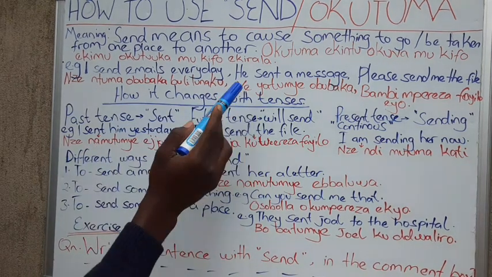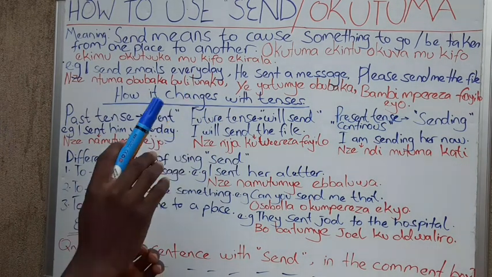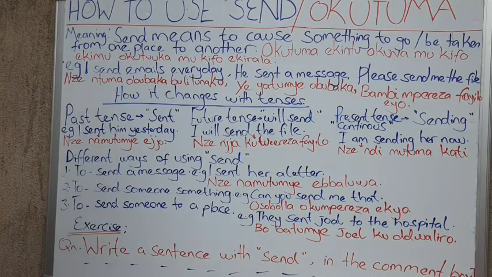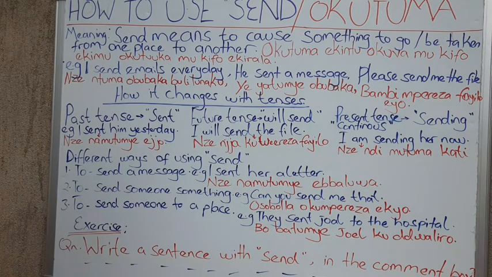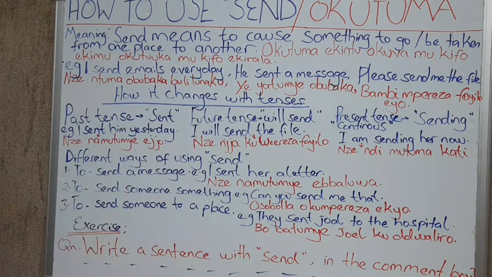So how it changes with tenses. Engeri enjawulo send gyekyukamu mu njogera. Remember we looked at tenses. Tenses is a way how English sentences are constructed depending on the time or duration they occur. We said there are three tenses: past tense, future tense, and present tense.